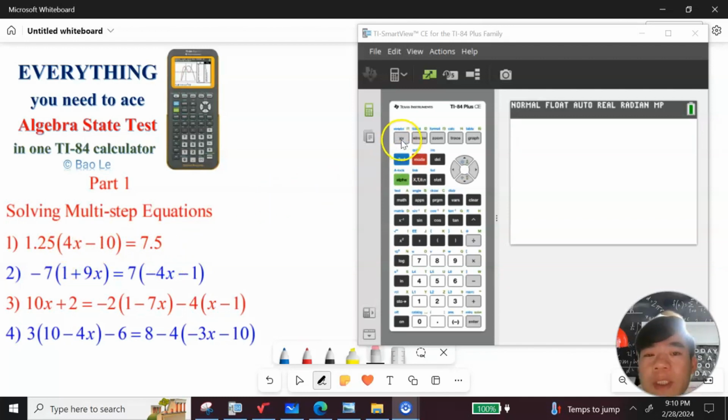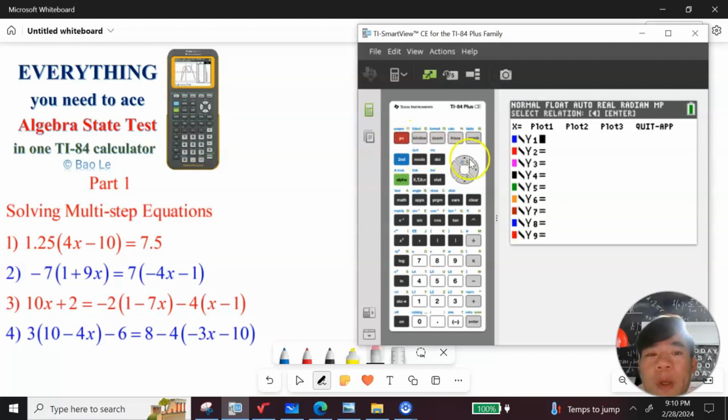Okay, so look, you need to hit Y equals. For Y1, you enter the left hand side right here, so it should be 1.25 parentheses 4x minus 10, and then you hit close parentheses. This is the subtraction sign right here, and this is the negative sign, so you need to be careful. Now Y2 should be the right hand side, so it should be 7.5.